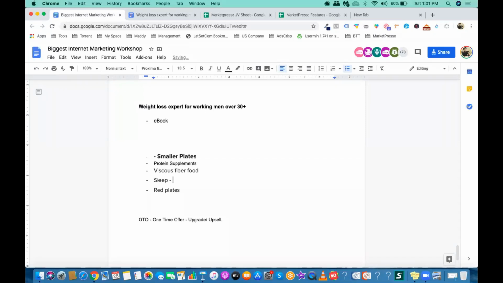Now, for better sleep, what kind of products can I give them? Maybe the blue ultraviolet glasses. This is what some people use. And some people use eye covers, things like that. So I can come up with ideas like that, right? Maybe I can offer a 30-minute weekly or whatever, daily or weekly consultation.